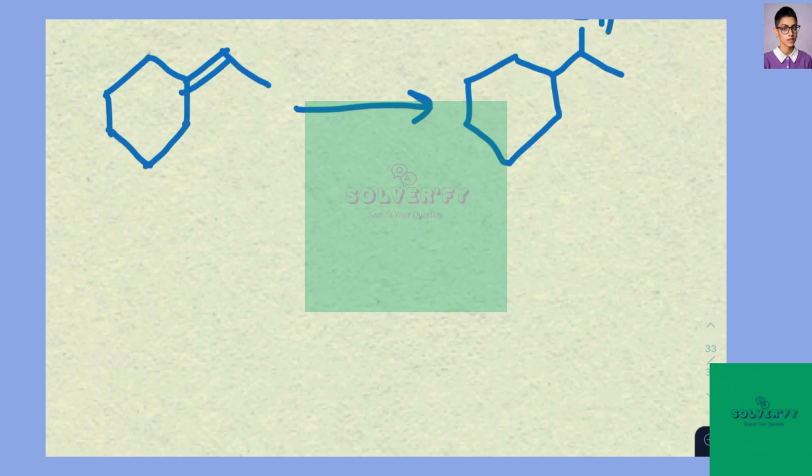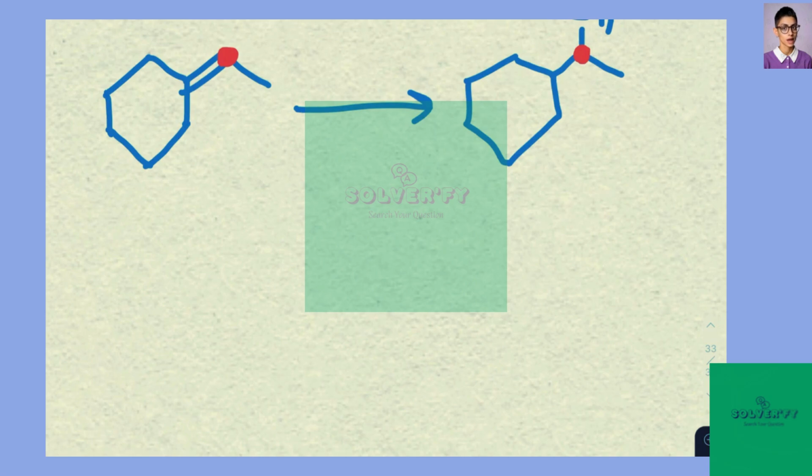So what is the similarity between my product and my starter material? In my product, we have an alcohol attached to this carbon. In my starter material, we have this carbon. Those are the same carbons. So we have to identify, how do we put an alcohol onto that particular carbon? Well, this particular carbon is part of an alkene.